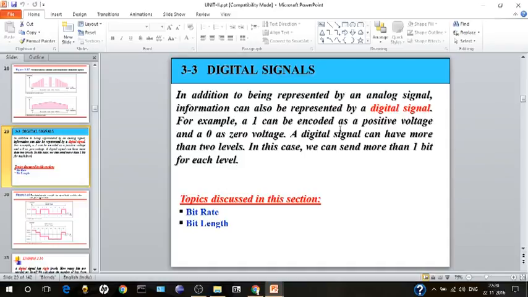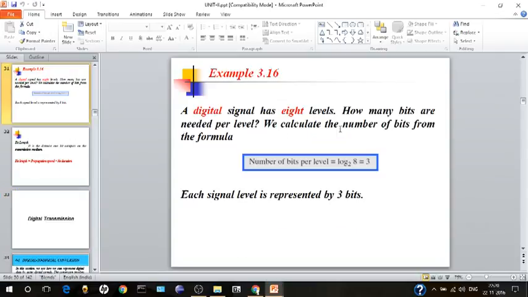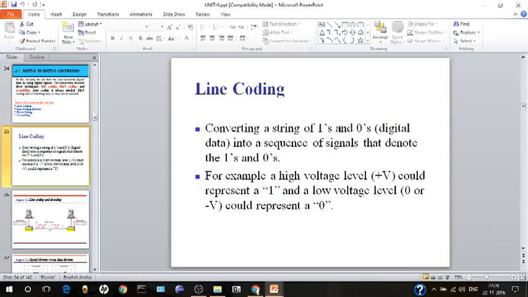So coming to this, we have bit rate and bit length. You can see both diagrams and observe the small differences between them. Now in digital to digital conversion, we have 3 techniques: line coding, block coding and scrambling. First we'll cover line coding.